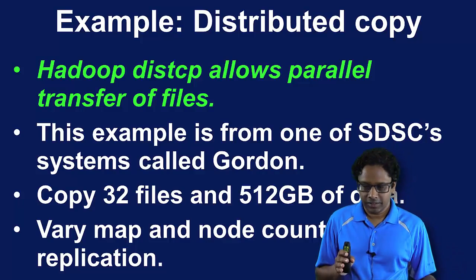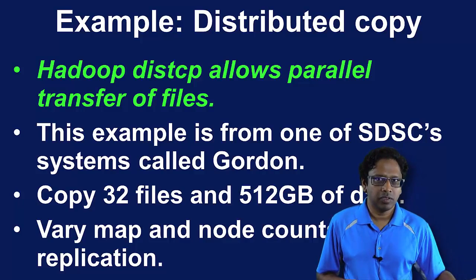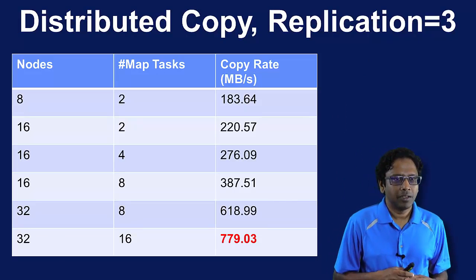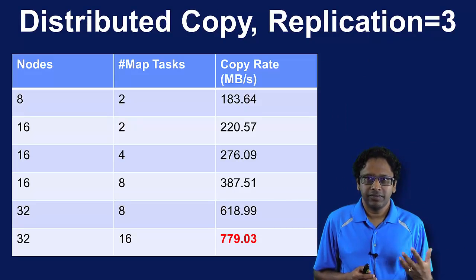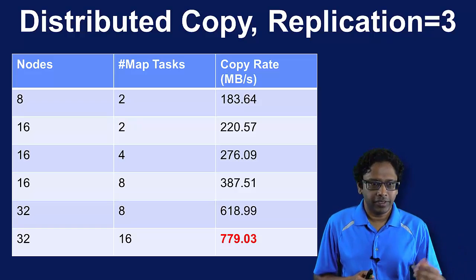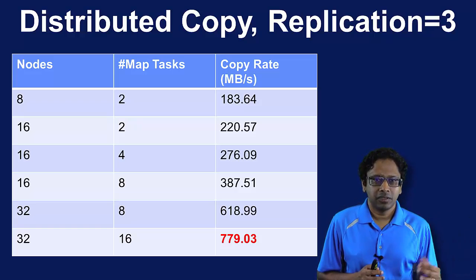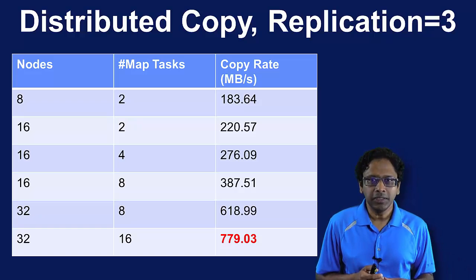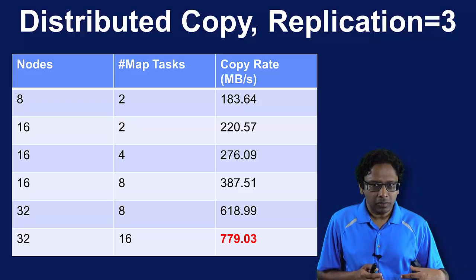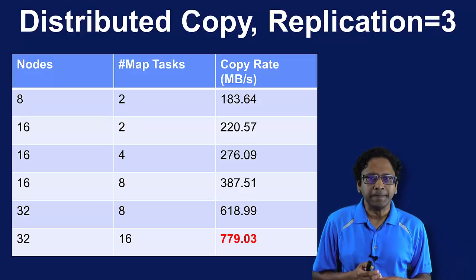And what we did is change the map and node counts and also change the replication to see how the copy performance is impacted. The first table is essentially showing the distributed copy with the default replication, so that's replication set to 3. Remember, we are copying out of a parallel file system, so the read part is coming out of a non-HDFS file system, but it has enough performance to deal with this aspect. And then we are copying this into HDFS, which is built on local solid-state disks on this machine.